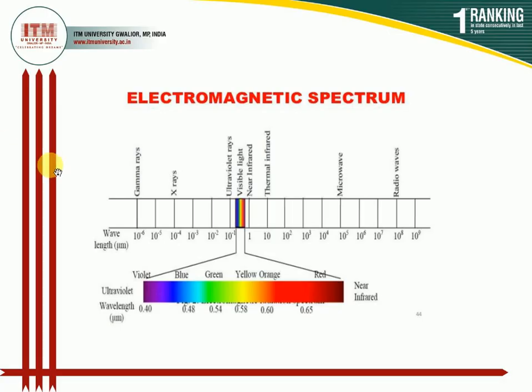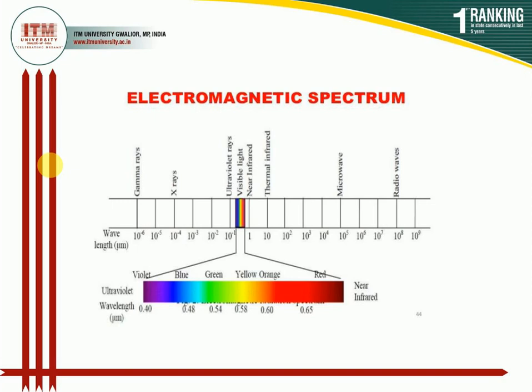This is the electromagnetic spectrum. When particular waves are arranged on the basis of increasing or decreasing order of wavelength, or increasing or decreasing order of frequency, then it is considered to be a spectrum. It means any sort of rays, when arranged in ascending or descending order as per frequency or wavelength, is considered to be a spectrum. And when the electromagnetic waves are arranged in increasing order of their wavelength or decreasing order of frequency, then it is considered to be the electromagnetic spectrum.